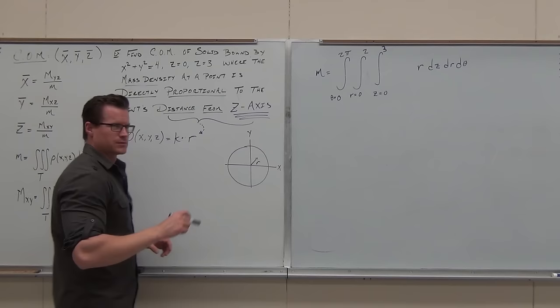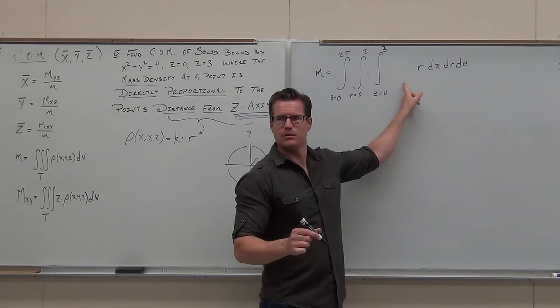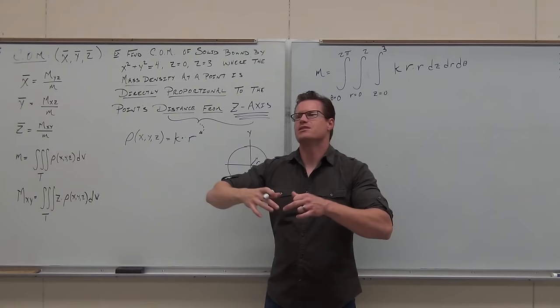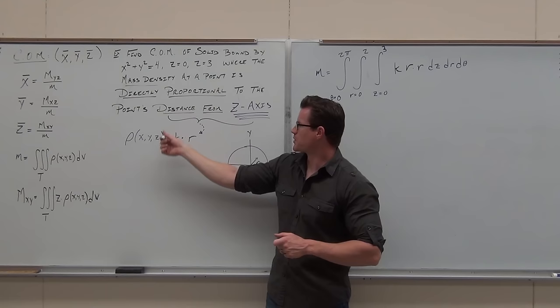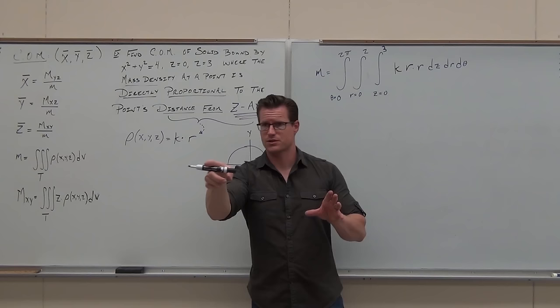Did that make sense? Yeah or no? What would go here? And then you have an additional r. Why? Well, the distance from the z-axis is r for a circle, and we are talking about circular regions. Cool. K times r. This is the mass density, directly proportional, k times the distance from the z-axis, r, of every single little disc there. And now if you're okay with that one, for real, I really want to make sure. Yes or no?